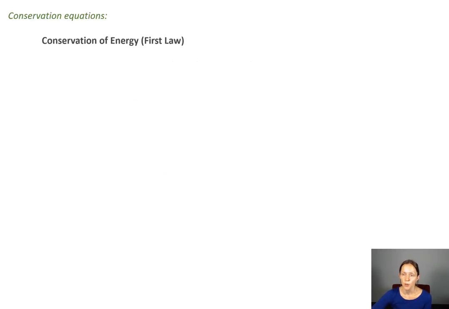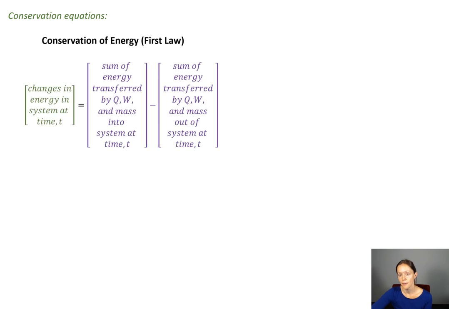So our conservation equations, we've got the conservation of energy, and this is just a fancy word for the first law of thermodynamics. So the first law of thermodynamics says, let's look at that green term. The change in energy in that system at some time t. This is the change in energy stored within the system. So when we were talking about closed systems, we said, okay, well, energy could be stored three ways: internal, kinetic, and potential energy. That's what that term is.